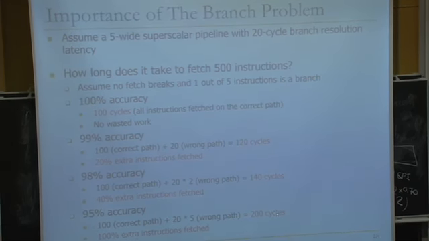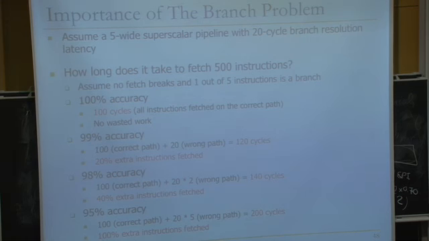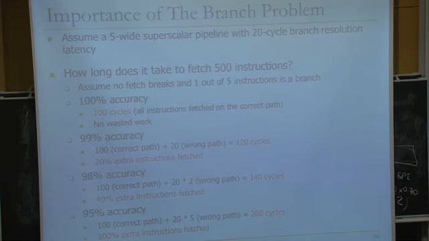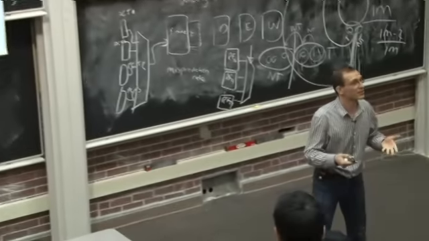Now you're spending 200 cycles fetching instructions instead of 100 cycles. So you've held your performance, even if you're 95% accurate. And you're doing 100% extra work. So that's the importance of this problem.